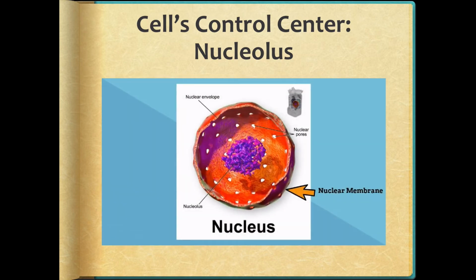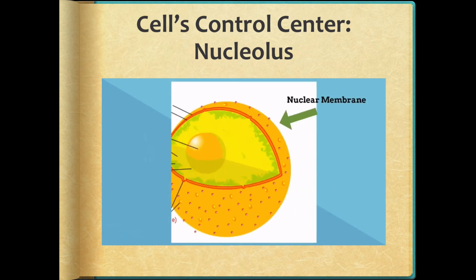The nucleus is surrounded by a nuclear membrane, and this is very similar to the cell membrane, and it is also composed of 2 layers. It protects and houses the other parts of the nucleus. You can also find ribosomes on the outside of the nuclear membrane.